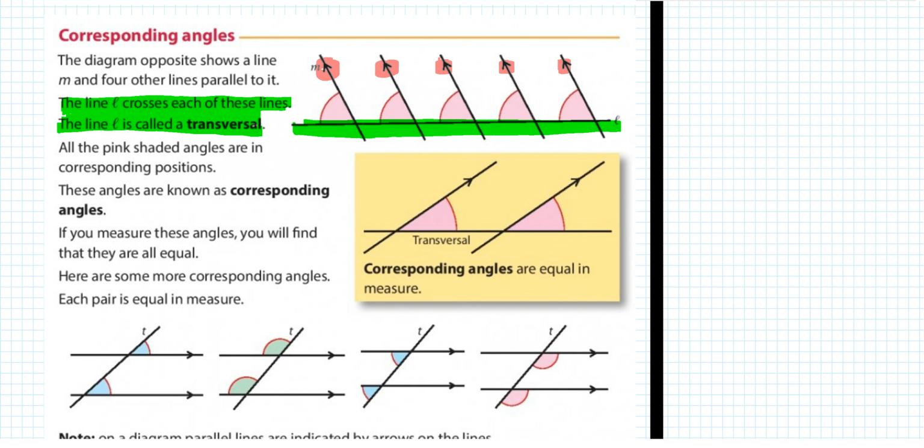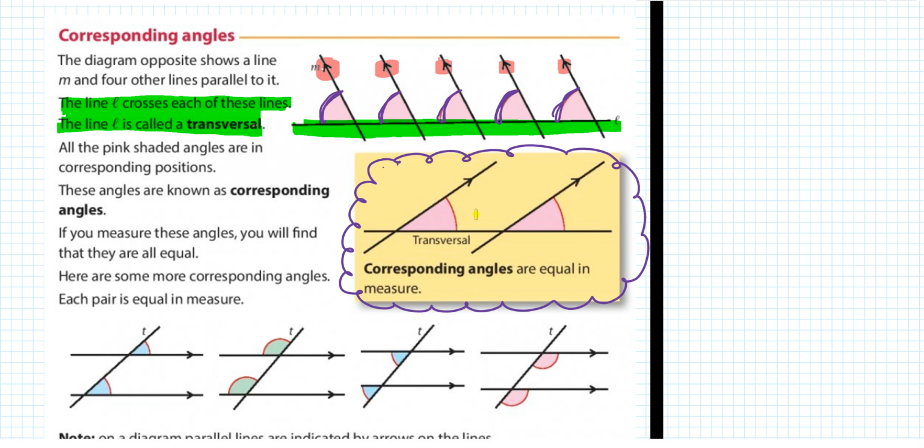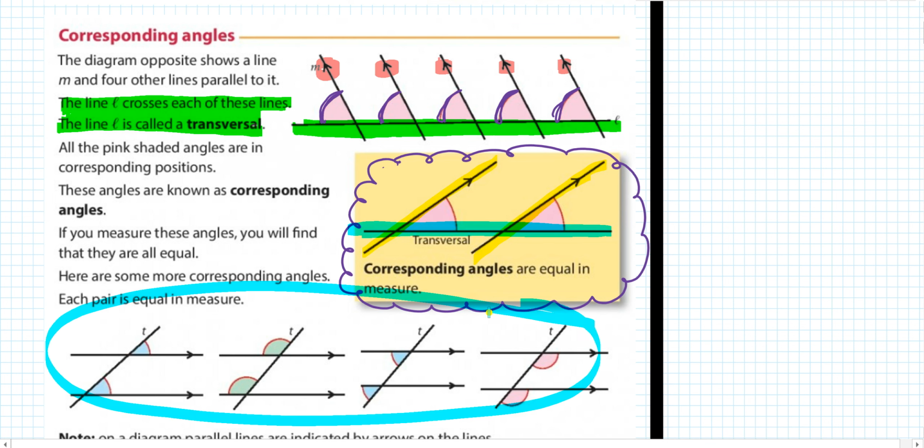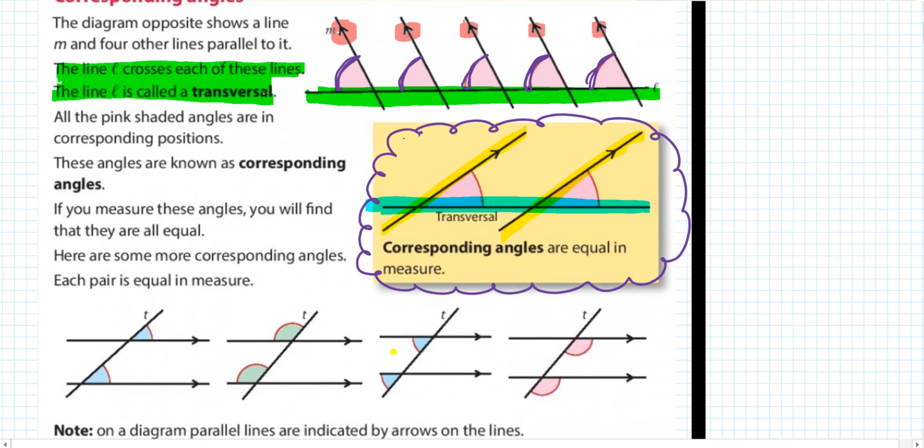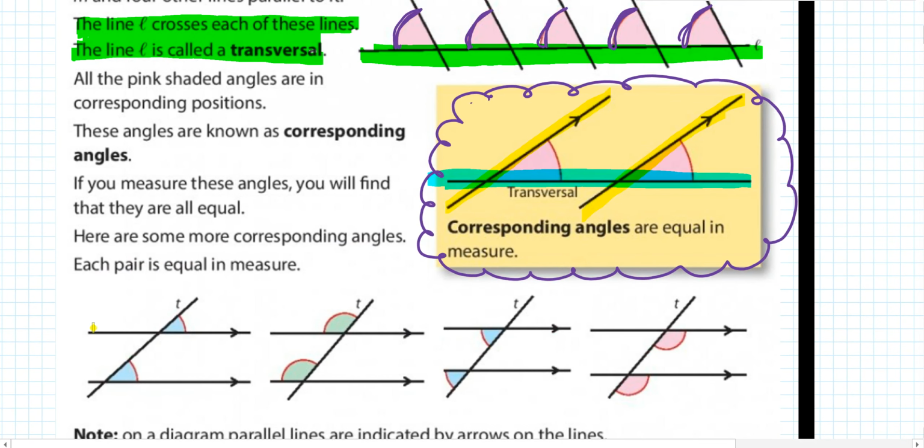And what gets created are corresponding angles. So just as a fact, I know that all of these angles are the same. So corresponding angles are equal in measure as a fact. And corresponding angles can be found when a pair of parallel lines, as I have here, are crossed by a transversal. Okay. Similarly, all the way down here, we have lots of pairs of corresponding angles because I have all these parallel lines.